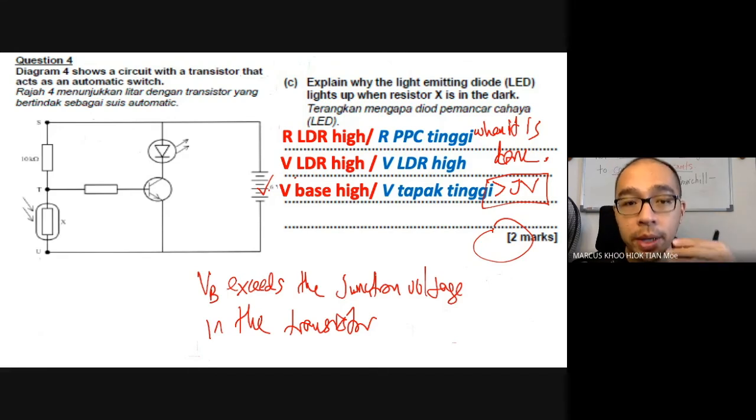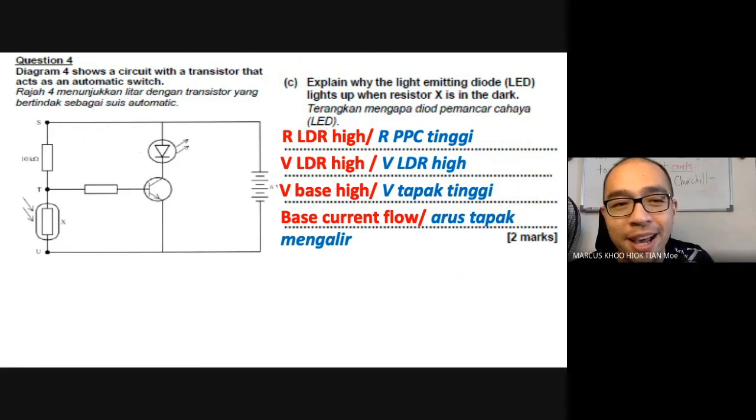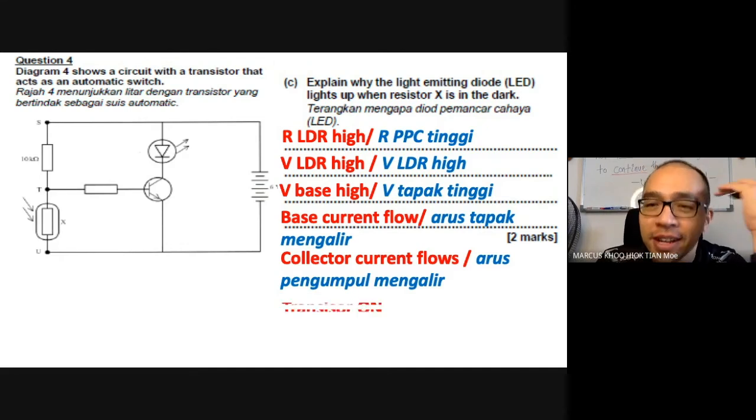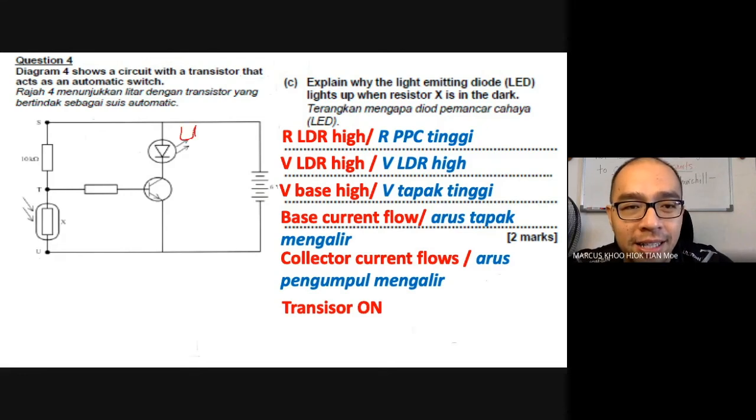Okay, when the base voltage exceeds the junction voltage in the transistor, the base current will flow. When the base current flows, you know what happens? Collector current flows. When the collector current flows, the transistor will switch on. And when the transistor switches on, the LED will light up.